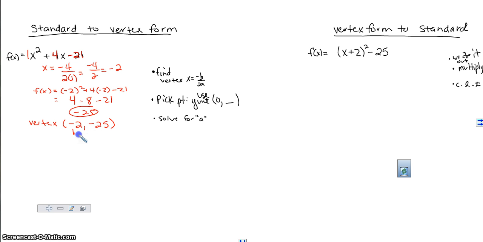That's going to help us write our equation. Okay, this is our h and our k. And then we're going to pick a point. We're going to use the y-intercept because it's the easiest one to use. So if I look at this equation, there's my y-intercept. It's the c. It's the last number. So I'm going to use this as my point, x and y.